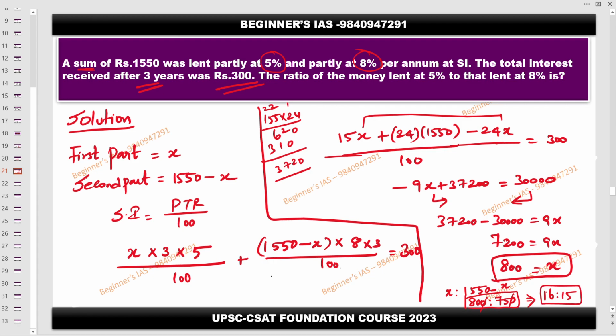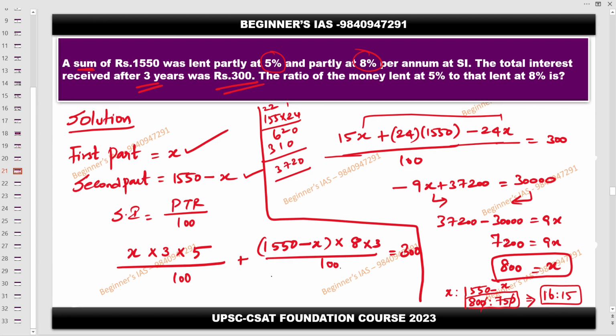Anybody having a doubt here in this method, in this model? The question asks for money lent at 5% and 8%. The ratio of money lent at 5%: this exists with respect to the 5%, then this is with respect to the 8%. Clear? Okay, sir.